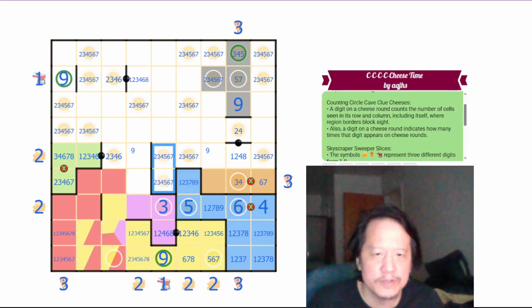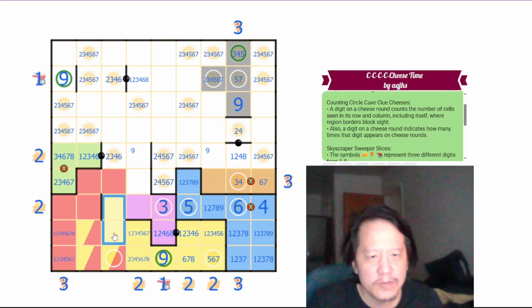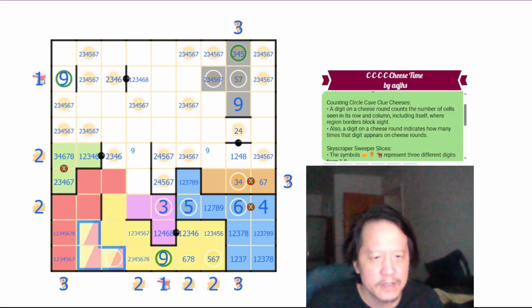So no 3s there. This can't be pink. This has to be yellow. Yellow then has to go that way. That's yellow. 1, 2, 3, 4, 5, 6, 7, 8, 9. These are not yellow. That's all red. I was hoping we... Anyways.